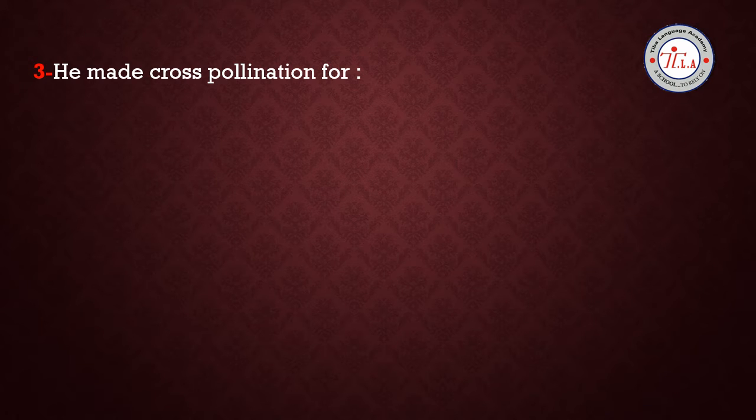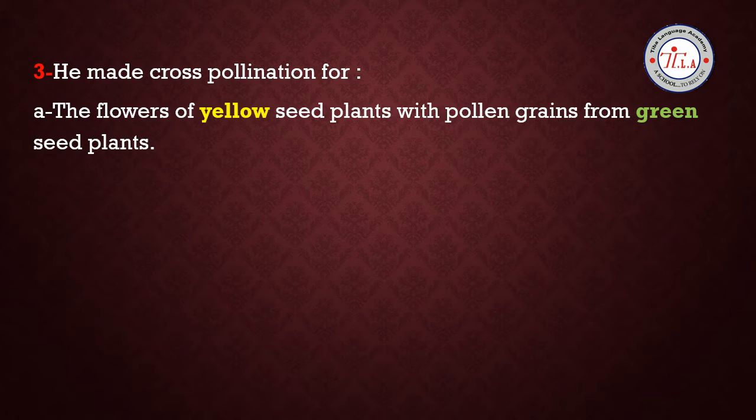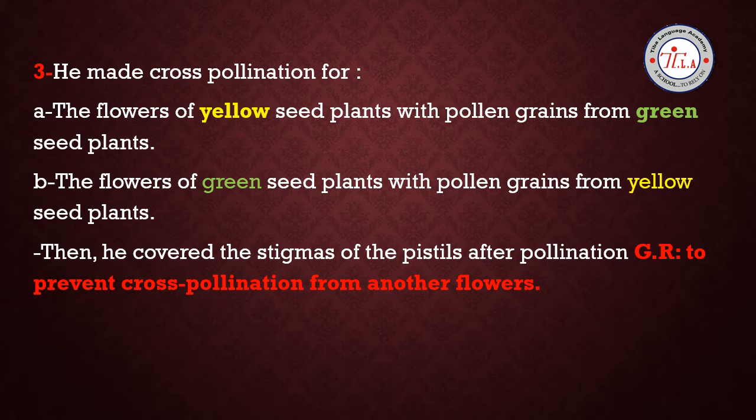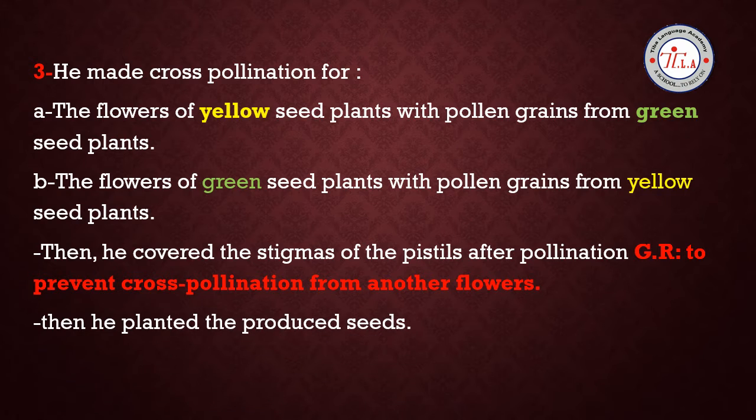Number 3, he made cross-pollination for number 1, the flowers of yellow seed plants with pollen grains from green seed plants. Number 2, the flowers of green seed plants with pollen grains from yellow seed plants. Then he covered the stigmas of the pistils after pollination. Why? To prevent cross-pollination from other flowers. Then he planted the produced seed.